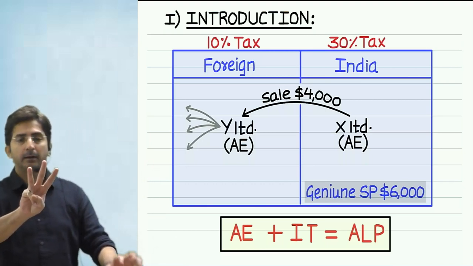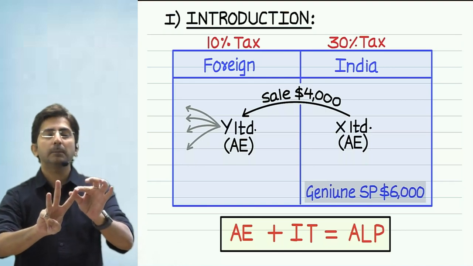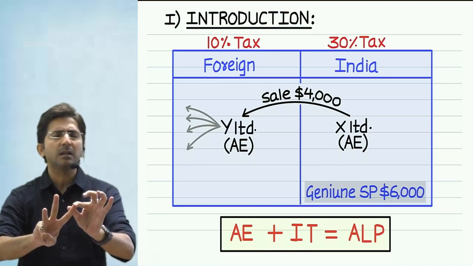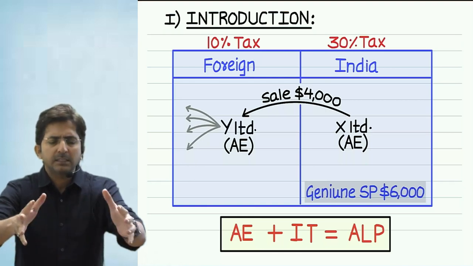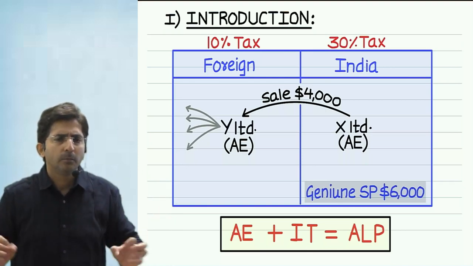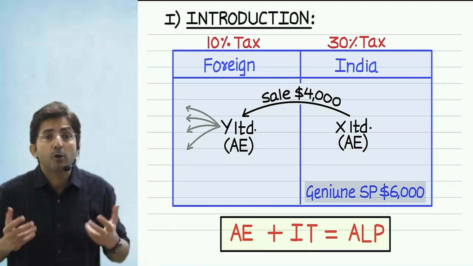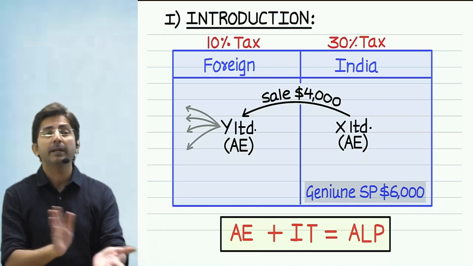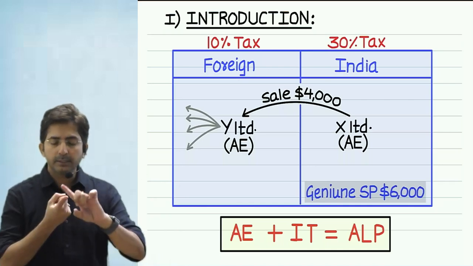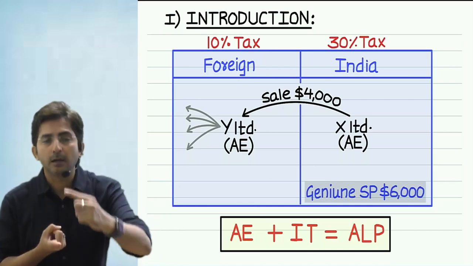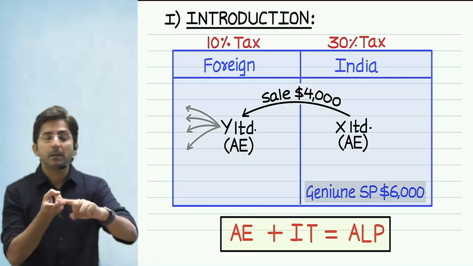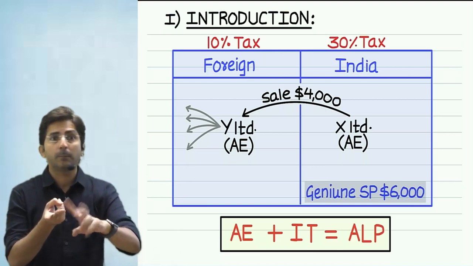I repeat. First, arm's length price is a price charged in an uncontrolled transaction. A transaction where you have got no control. Because if you don't have any control, you cannot manipulate. And if you cannot manipulate, it will be a genuine price. So it is a price charged in an uncontrolled transaction. Second, it is a price charged to unrelated parties.